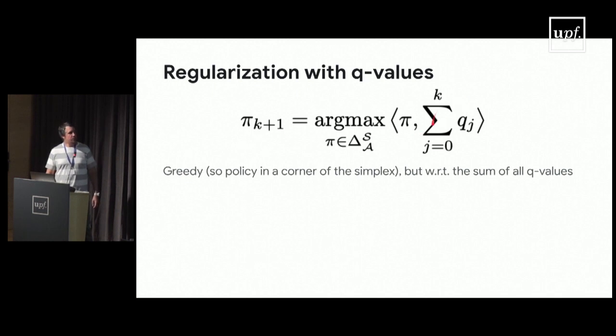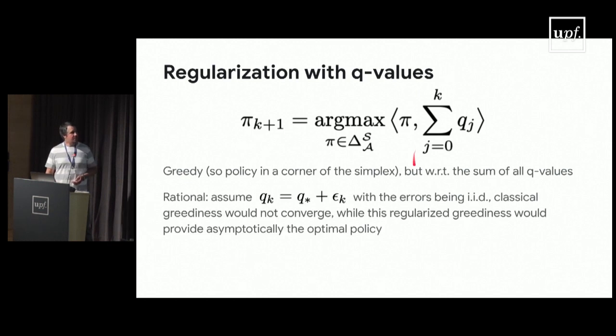There's another way to do some regularization, which is also linked to this idea of seeing the Q value as a gradient. The way is to say, OK, I will not be greedy according to the last Q function, but according to the sum of all past Q functions. This is a bit less frequent, and the question is why do so? The intuition is the following. Assume you're not doing value iteration, you do something much simpler.